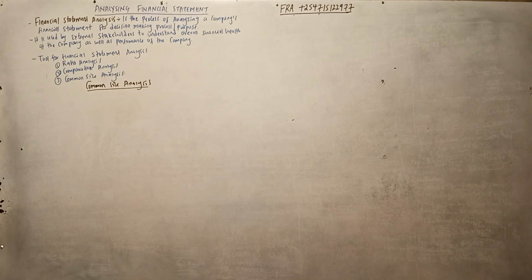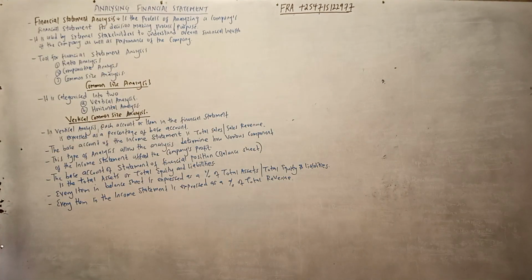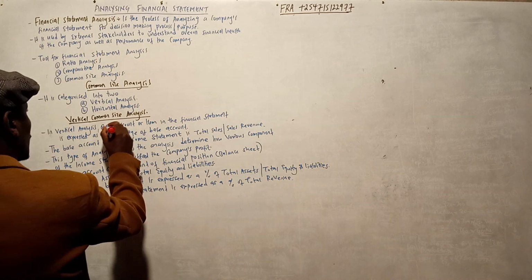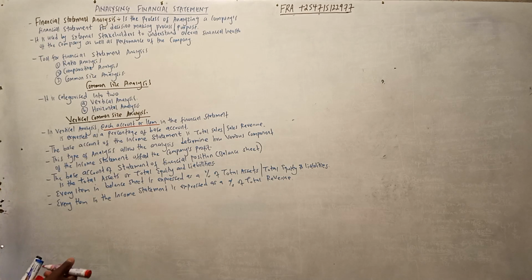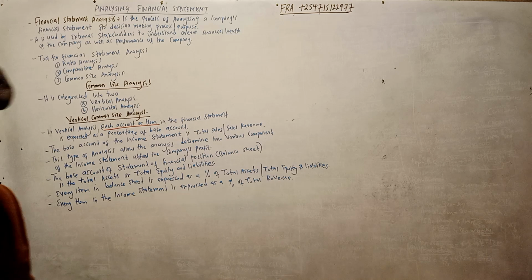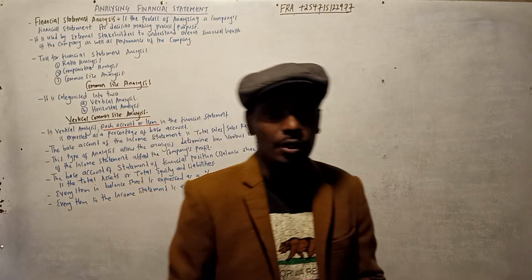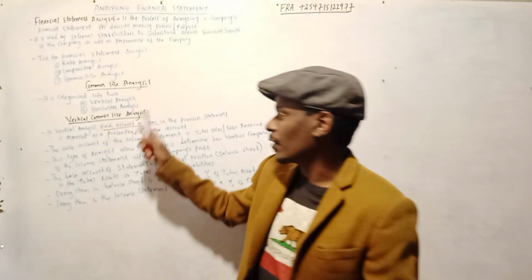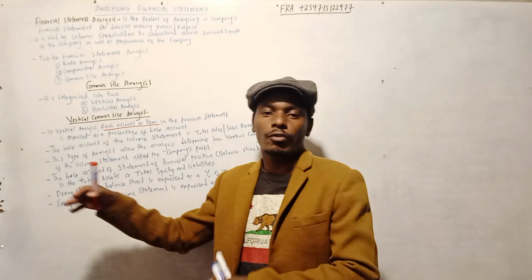So let us say something about the common size analysis. We talk about the vertical analysis, as I said. Vertical analysis is where each item or each account in the financial statement is expressed as a percentage of a particular base account. So every item in the income statement or the balance sheet, when we talk about vertical analysis, is expressed as a percentage of a particular base.